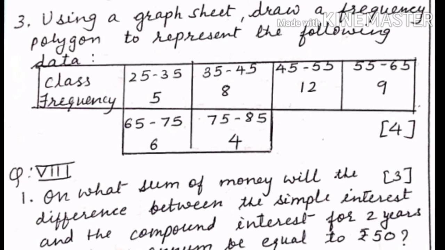Then on the y-axis you have to draw the frequency, and the highest frequency is 12, so accordingly you choose your scale on the y-axis. Then you have to put the dots and join the points accordingly to draw the frequency polygon. You have to draw this strictly on graph paper, so you do not draw it in the notebook.